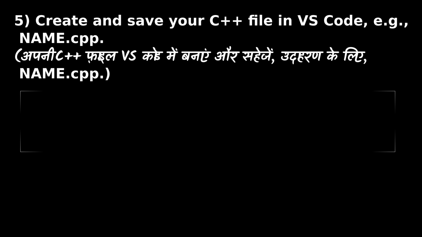Now, let's create a new file in VS Code. Type or paste your C++ program into the editor. Save the file with a .cpp extension. For example, save it as name.cpp in the folder we just opened. This file will contain all the code we want to compile and run.